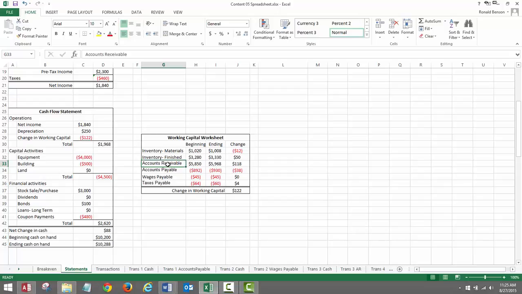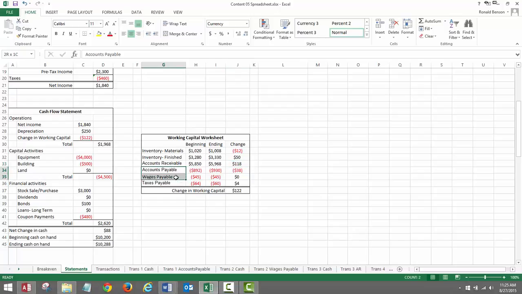Our customers from past sales owed us $5,850 at the start of this time period, and now it is $5,968. So there's $118 more that is owed to us by our customers, which could be collected. It's an asset that we could, when it comes in, it will add to our cash. But it went up by $118.